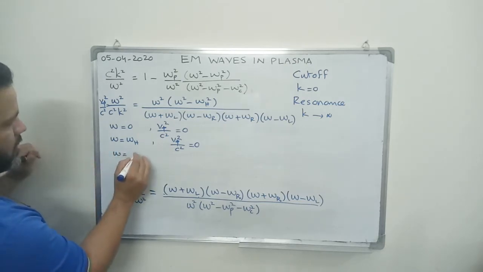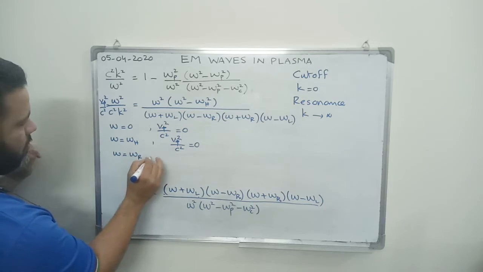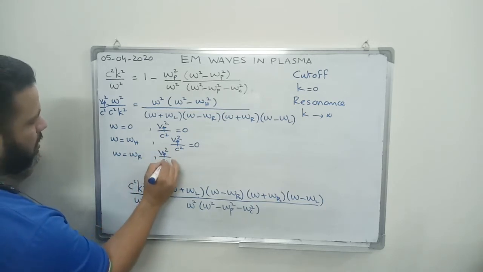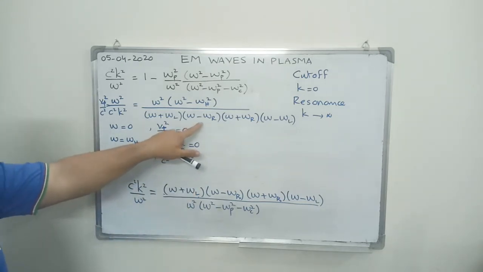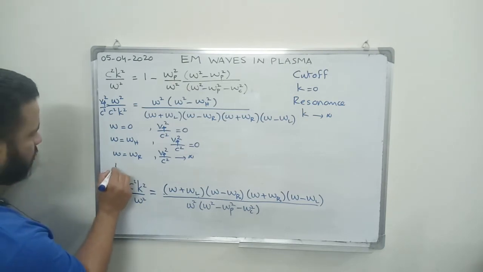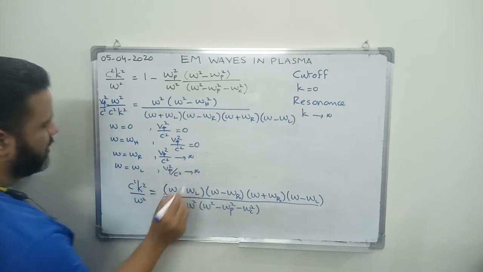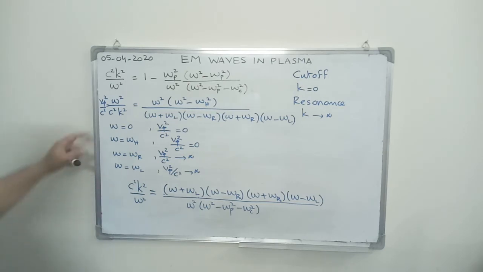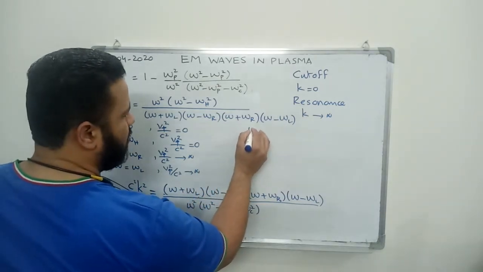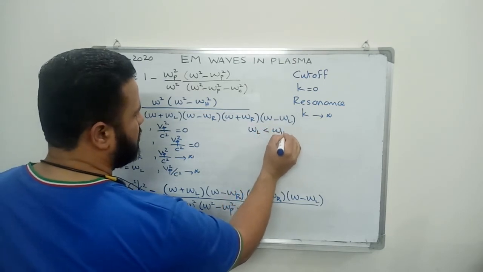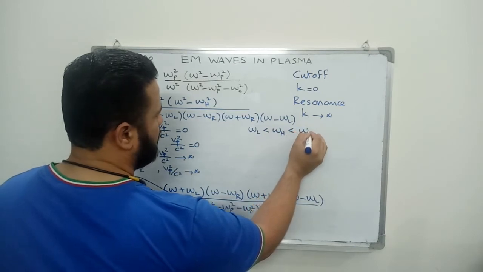When omega equals omega r, we have this quantity approaches to infinity. When omega equals omega r, 0, and this will give you infinity. Similarly, when omega equals omega L, we are going to again have an infinity. Now, keeping all these terms in mind, there's something else I want to mention here, that what will happen between omega 0 and omega L. So we have this relation that omega L is less than omega h and is less than omega r.